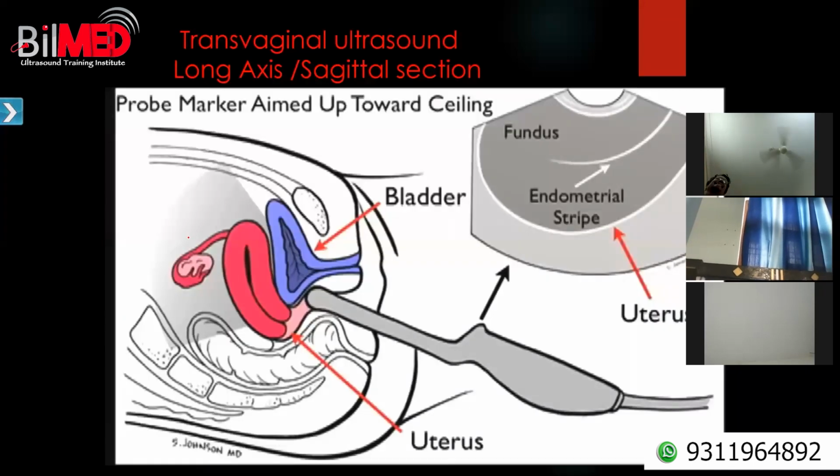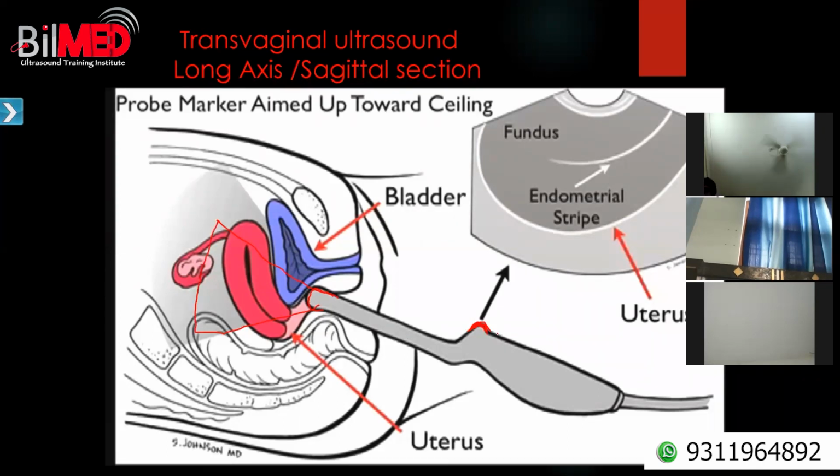Now, in a transvaginal scan, this is the marker. If this marker is towards the ceiling, are you taking the longitudinal or transverse section? So longitudinal. Very good. Because the beam is hitting like this. So this way you are taking the longitudinal section.